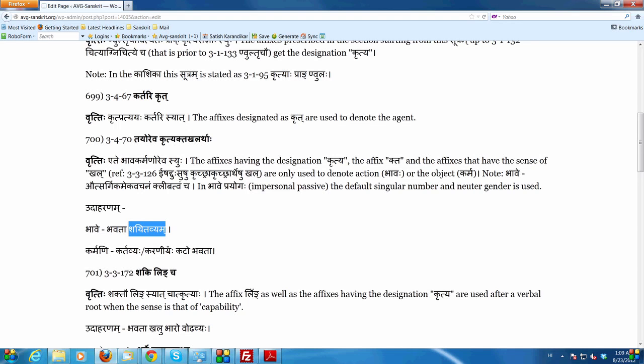It will refer to the object of the action. So kartavyaha, atva karaniyaha. We'll derive this form soon. Before deriving the forms, we have to understand in which meanings these affixes can be used. So if it's a transitive verb, then it can be used to denote the object. So kartavyaha kato bhavata. So the mat should be made by you, ought to be made by you, may be made by you.